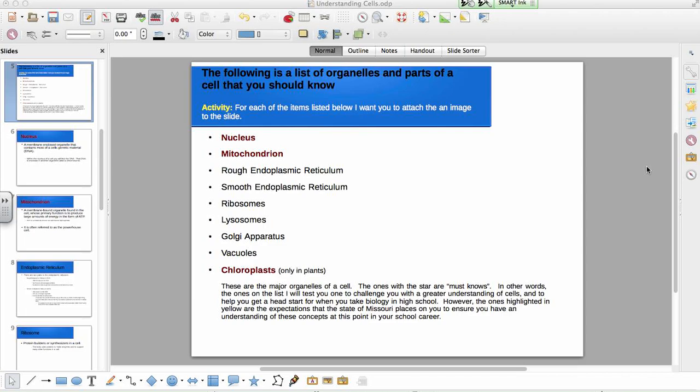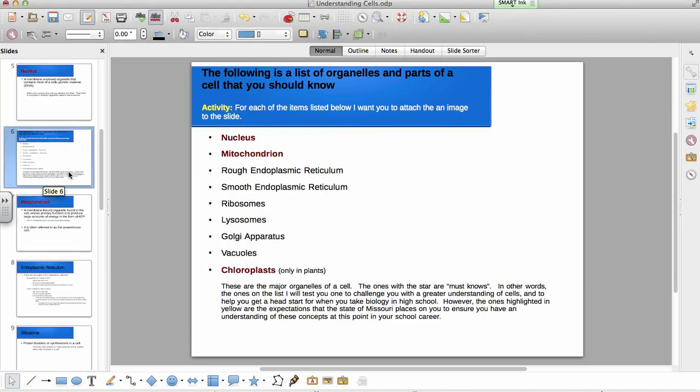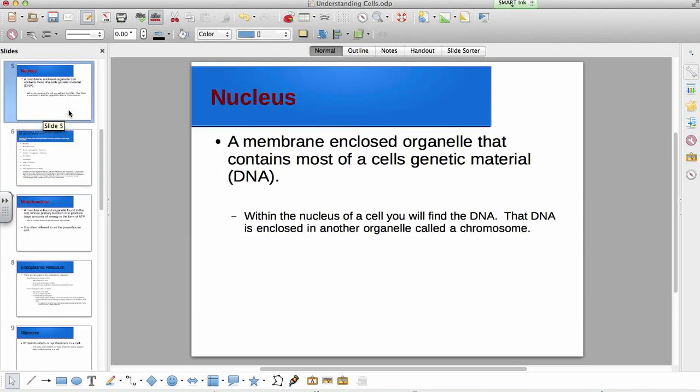Okay, so let's look at the nucleus. The nucleus is a membrane-enclosed organelle that contains most of the cell's genetic material. That genetic material is going to be DNA.